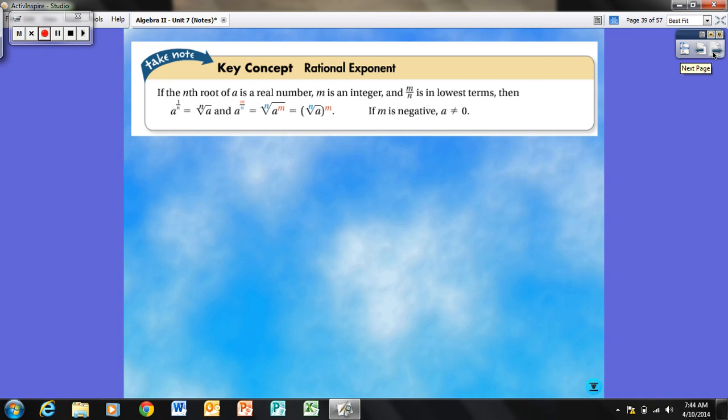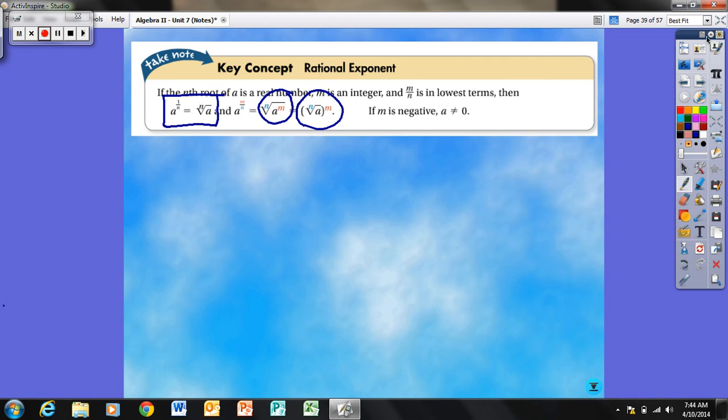Okay, so what happens if it's not 1 over something? So we knew that a to the 1 over n was the same as making n the index, and we're still going to do the same thing. That denominator is always going to be the index. But what if there's a number on top, a number for the numerator? The numerator is going to stay attached to whatever your base is, while the denominator becomes the index. So that can be written like this or like this.